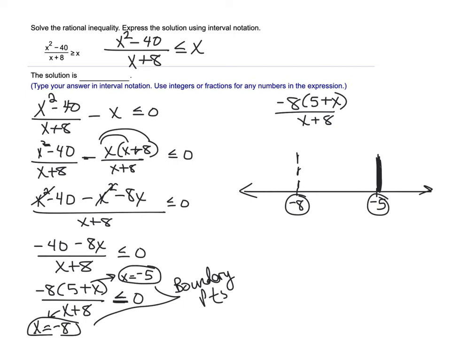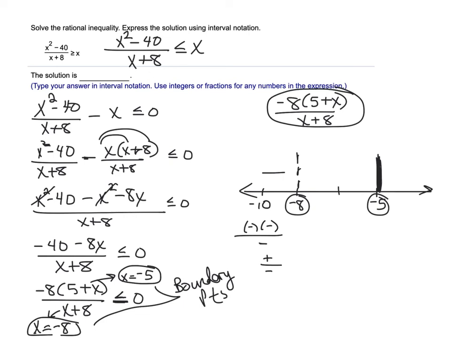Let's test a value out of each interval. Let's start to the left. Anything in this interval to the left of negative 8, I'll pick negative 10. We plug it into our rational function right up here. Remember, we're only concerned about whether this thing is positive or negative. So we have negative 8. 5 plus negative 10 is negative 5. And then on the bottom, negative 10 plus 8 is still negative. So in the numerator, negative times negative gives you a positive, divided by negative. Positive divided by negative is negative.